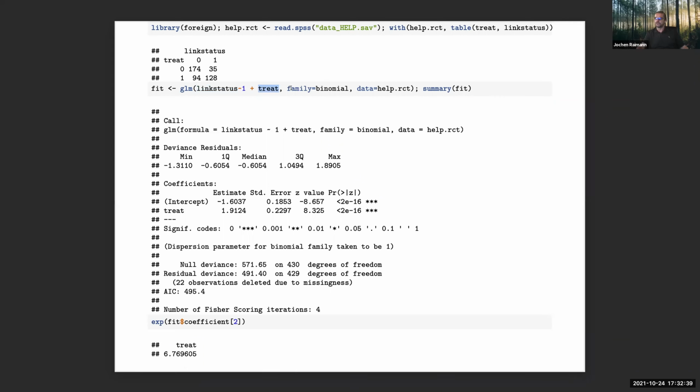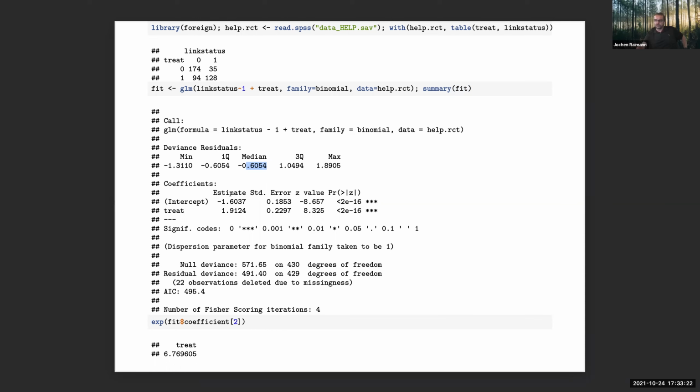And you essentially define the family of binomial distribution. You're defining the data set, data help.rct, and you're basically running the summary on that file. This will give you these overviews. So you now get the overview of the formula, and you get the deviance residuals, which again shows you residuals of your estimates. Again, this is around a mean of 0, you see the median. And this is basically showing you the deviation of your estimates of the model.